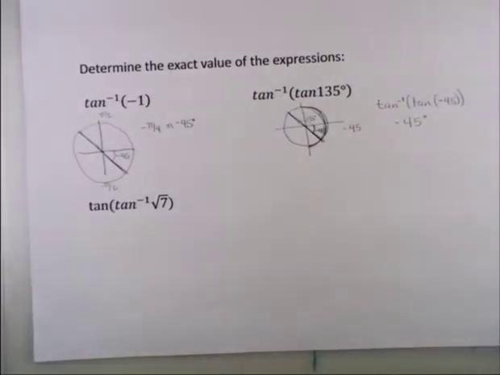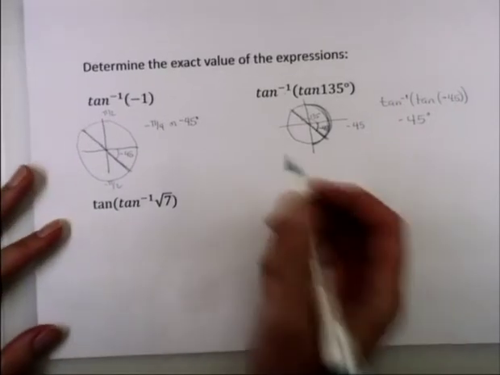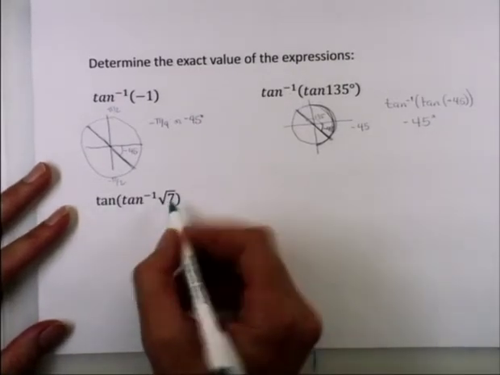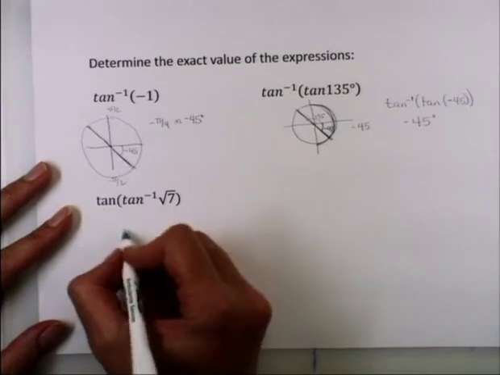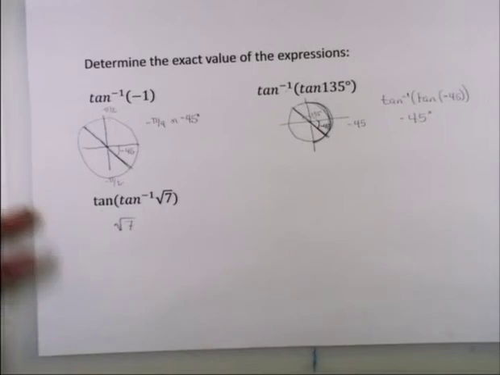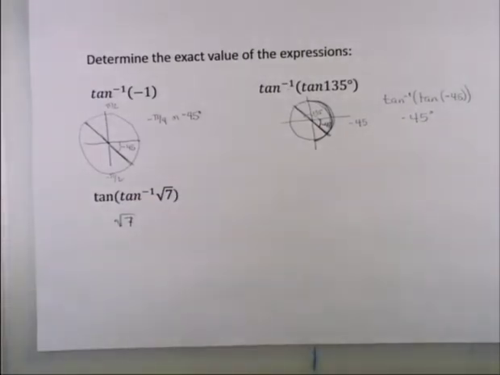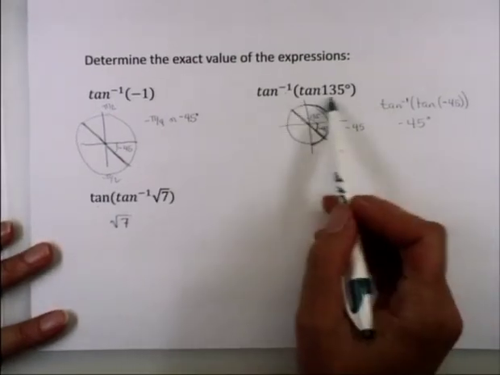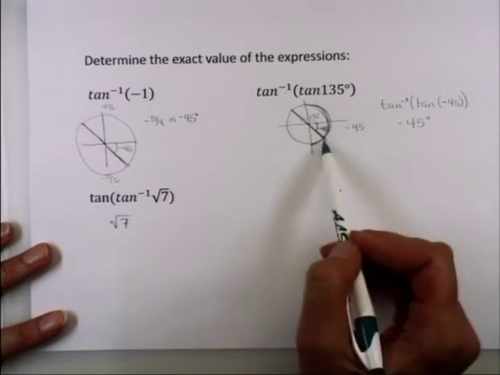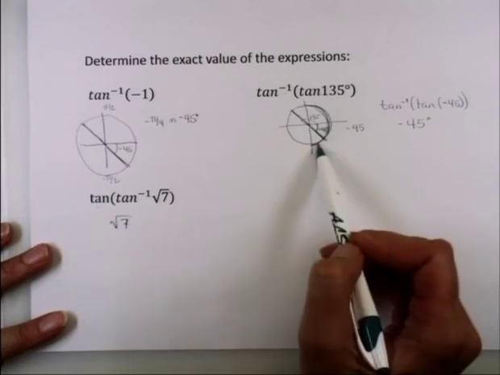Now look at the last one here: the tangent of the tangent inverse of radical 7. That's within my domain, so I know my answer is just going to be radical 7. And we're done. So when you try these, be very careful about which quadrant you're starting in, and then decide if you need to manipulate that to get within the restricted domain that you have to do the problem in.